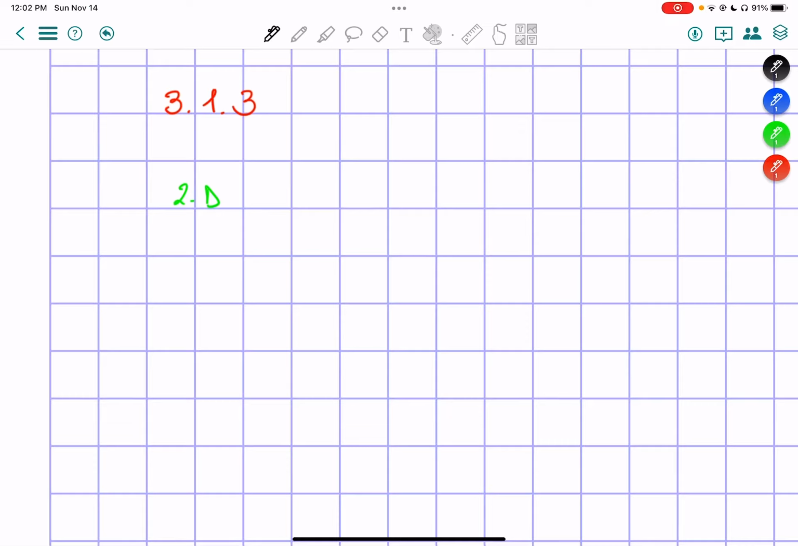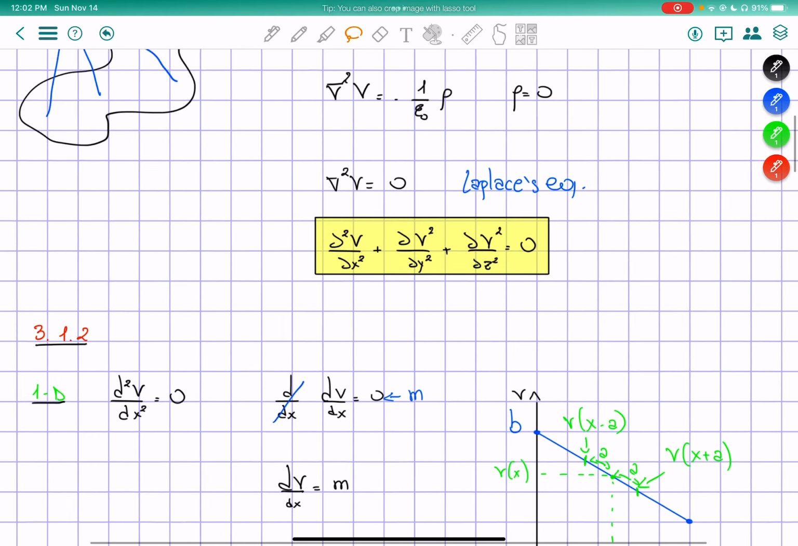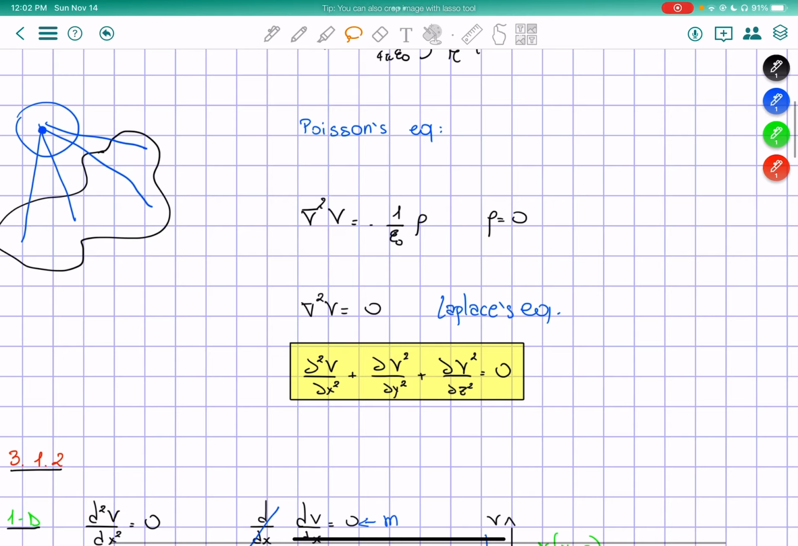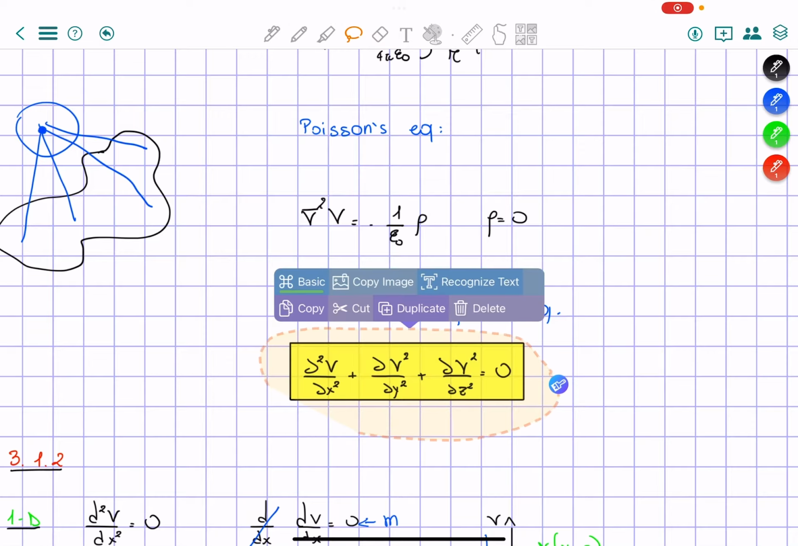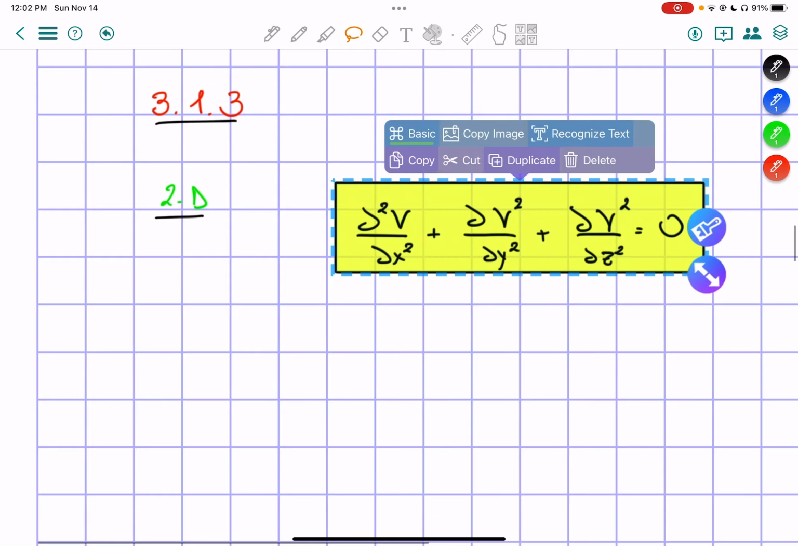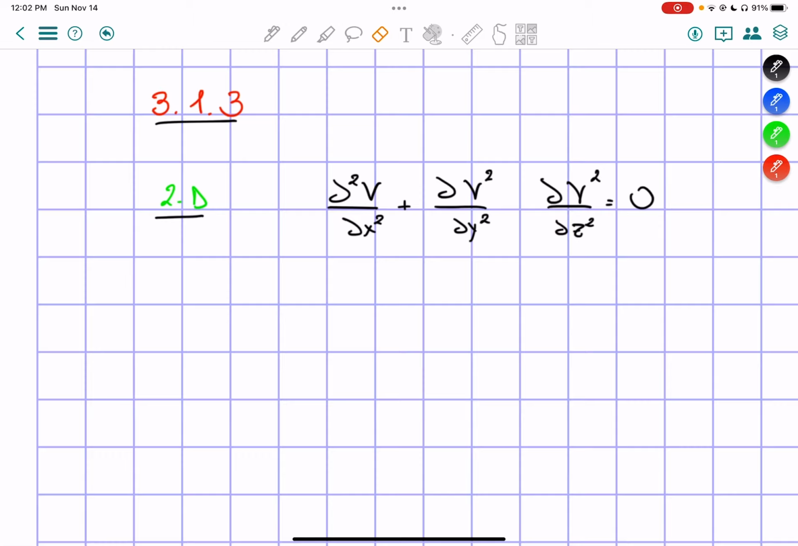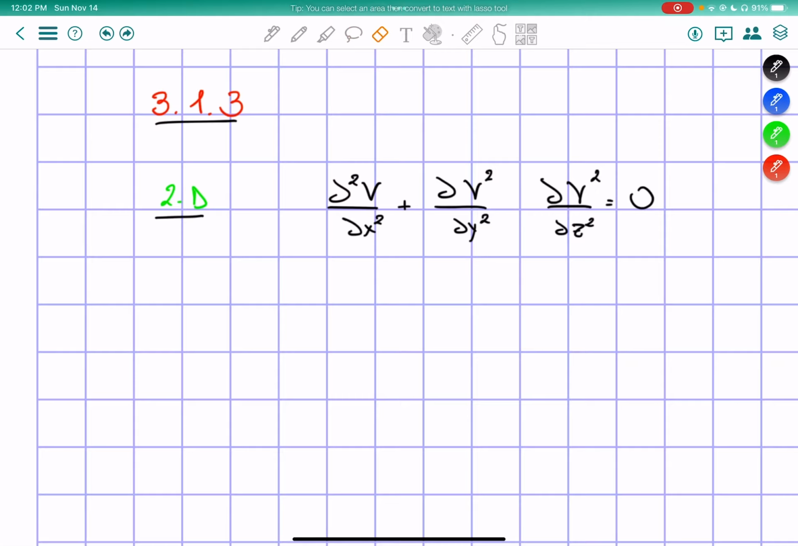So in section 3.1.3, we have the same Laplace's equation, but in two dimensions. So let's go back and copy Laplace's equation as we proved it earlier, which is this part over here. Copy it and paste it right down here. So now we know it's in two dimensions. Let's take x and y. Therefore, z is gone, and it's always equal to 0.